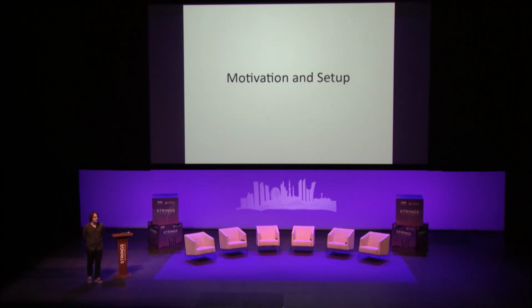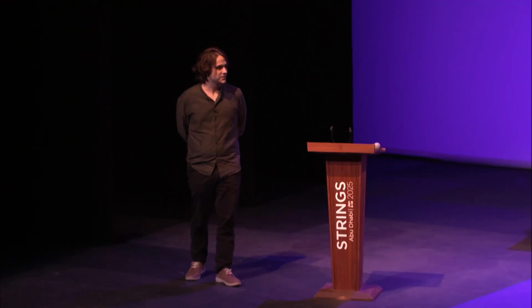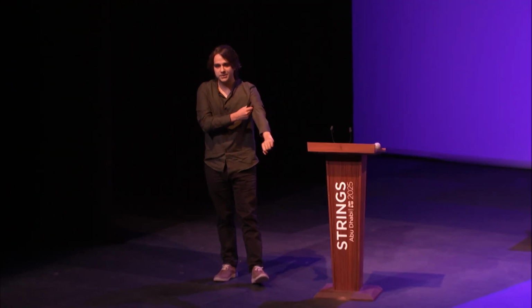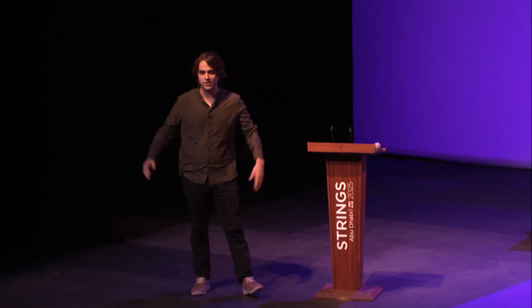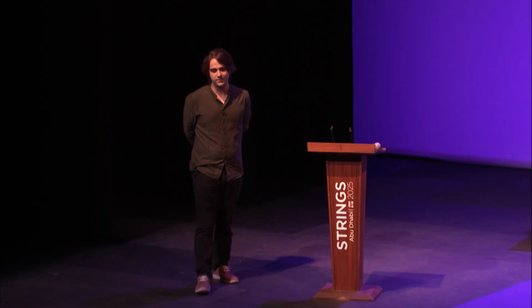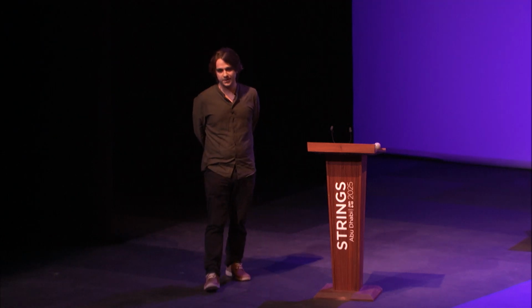The title is Tidal Anomalous Dimensions, which I'll explain in a second, but let me start by motivating the setup and the basic questions that we're concerned with in this talk. My talk is related to the following question: how do we tell apart a black hole from some other object of comparable size and comparable mass? But I'm going to put a restriction, which is that we can only probe it at wavelengths larger than its radius. So the frequency is much smaller than the inverse radius, and we cannot really resolve the object.